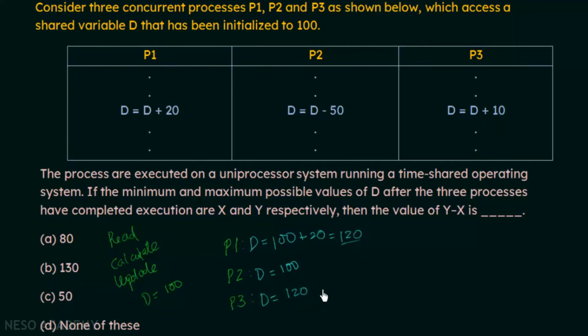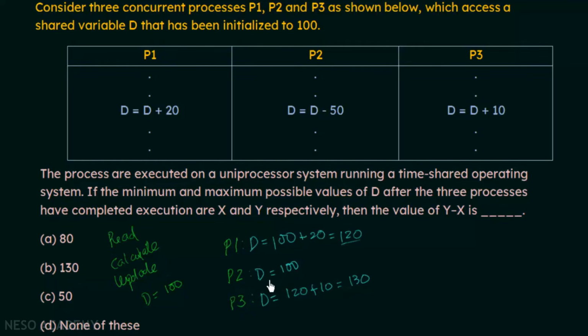It will add 10 to it. Let's say that it is allowed to do the calculation and the updation also. So the value becomes 130. So P1 has completed read, calculate and update. P3 also has completed read, calculate and update. But what about P2? P2 just read the value of D, and before it calculated and updated, it was preempted.